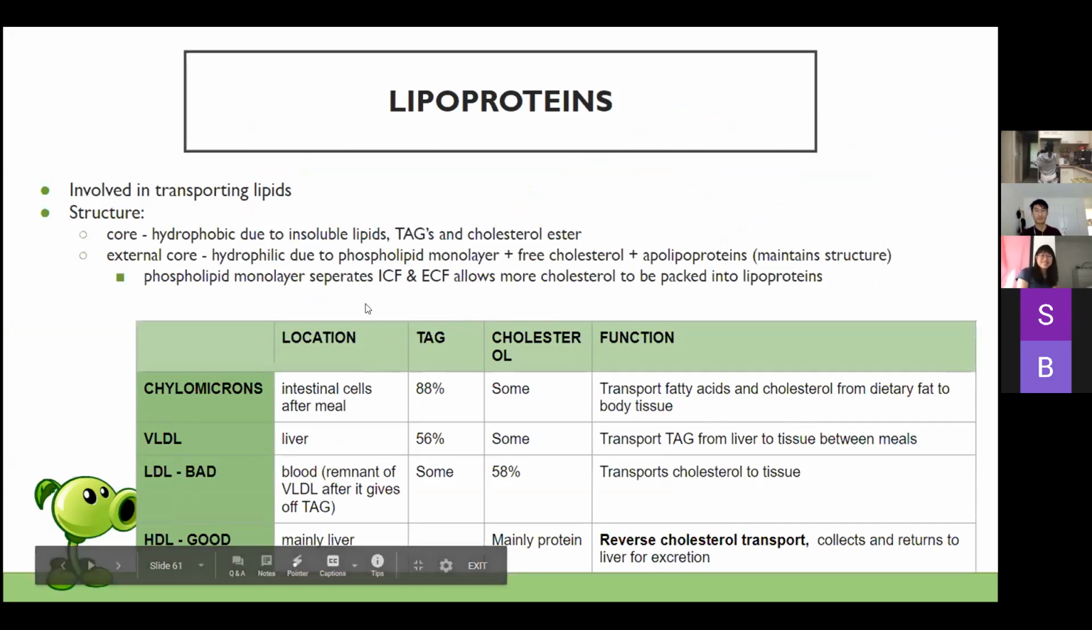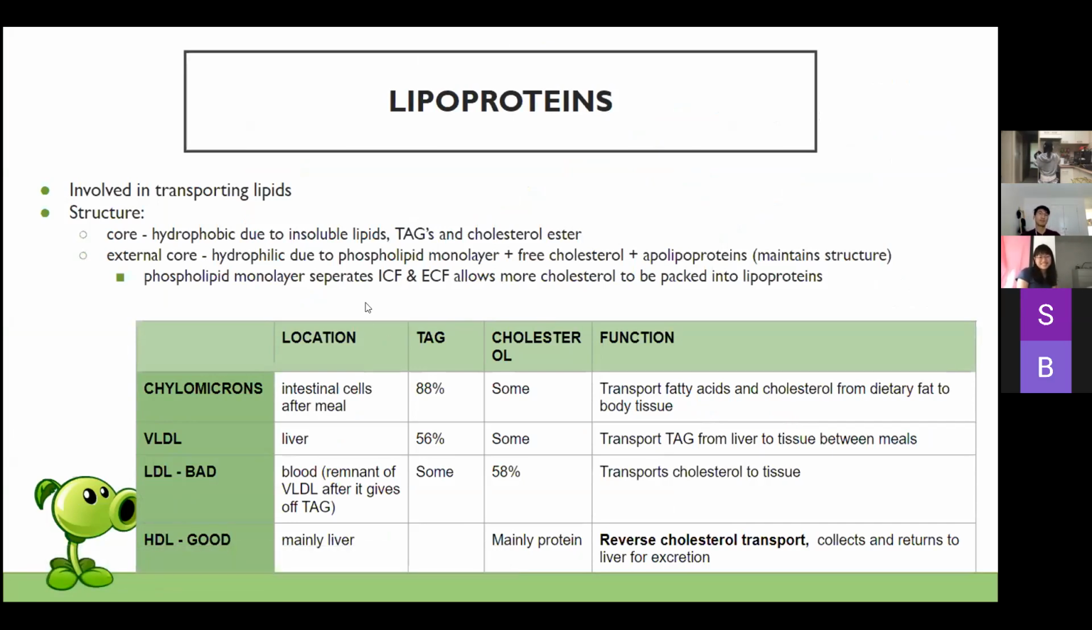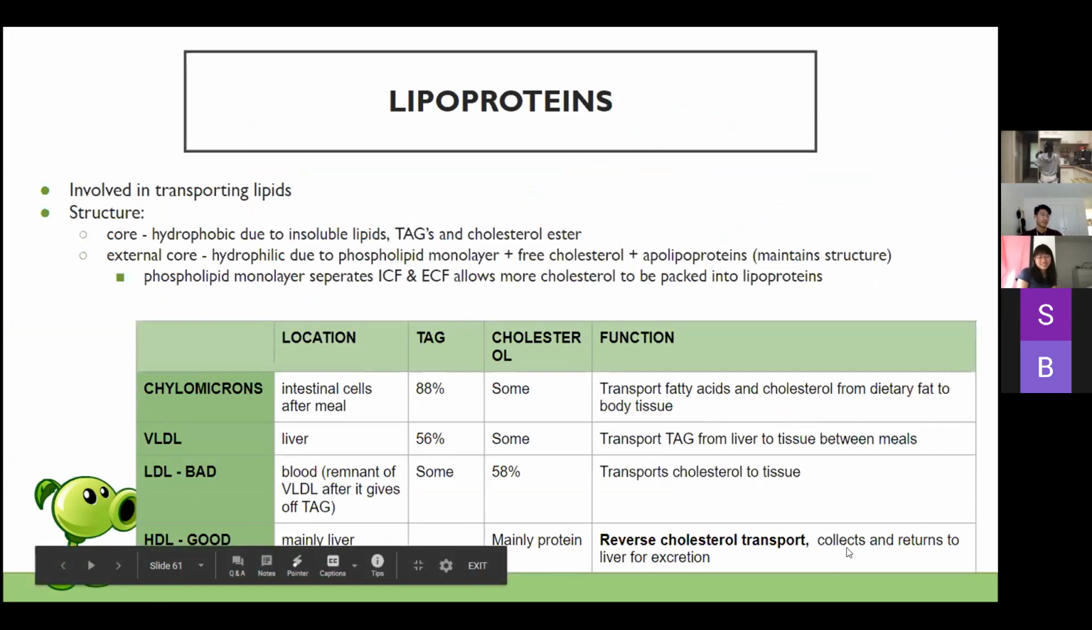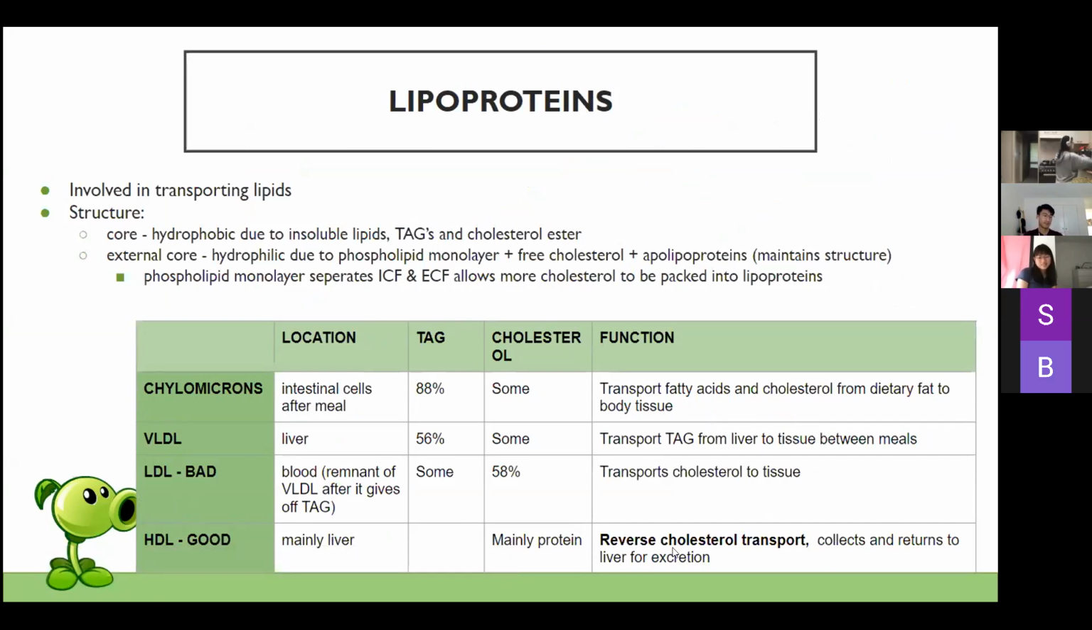And why this is good is because if we see here, reverse cholesterol transport. So this is a high density lipoprotein, so it can take up some lipids or cholesterol from the bloodstream. Basically, it decreases the amount of cholesterol in our bloodstream, and then it collects it and returns it back to the liver, and the liver can do whatever with it.